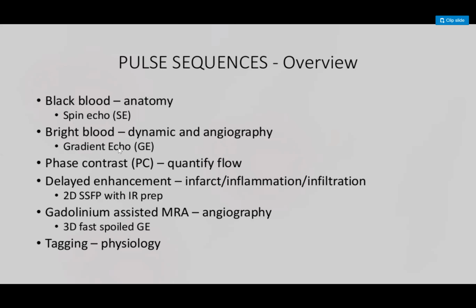And then there's magnetic resonance angiography, where we use gadolinium most of the time to get imaging, and it's called spoiled gradient echo. It's a type of gradient echo, but it uses a different radio frequency sequencing than a gradient echo. And then tagging, which we talked about.